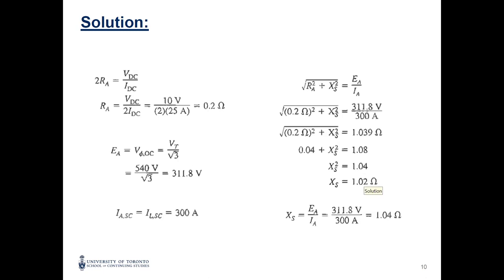Okay. What if you ignored the RA? If you ignored RA and you take XS as E over IA immediately, without the RA, it will be 1.04. Can you see the difference between the XS with the RA and this one without the RA? It's a very, very small value, like 0.02, the difference. So it's almost nothing.